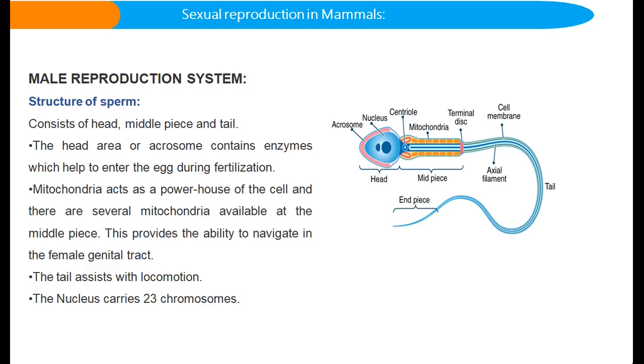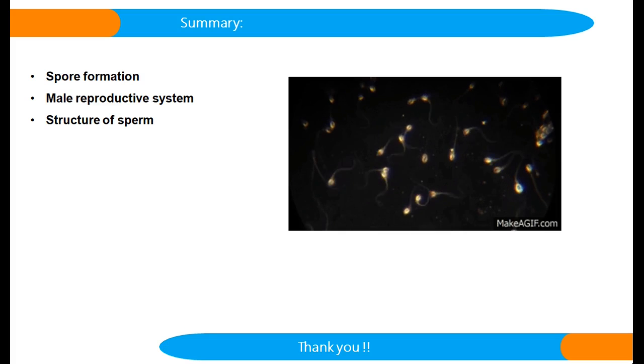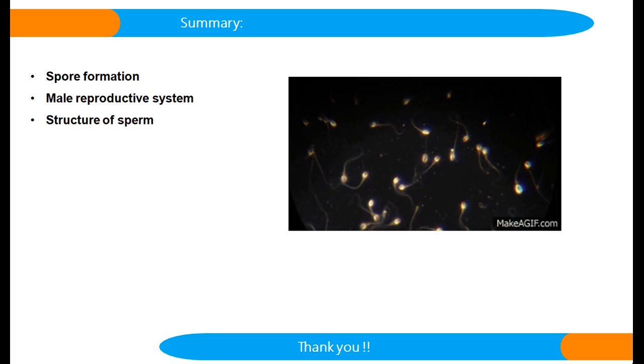And mitochondria are present in the middle piece and act like the powerhouse of the cell. There are several mitochondria in the middle piece and they provide the ability to navigate in the female genital tract. And the tail helps in locomotion. And the nucleus which is present in the head carries 23 chromosomes. That is briefly about the structure of sperms.